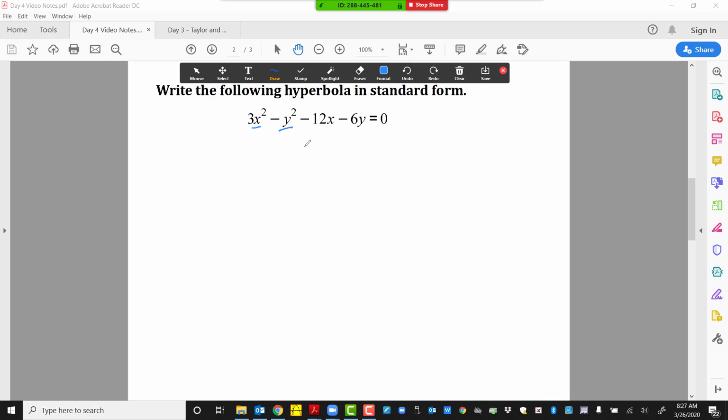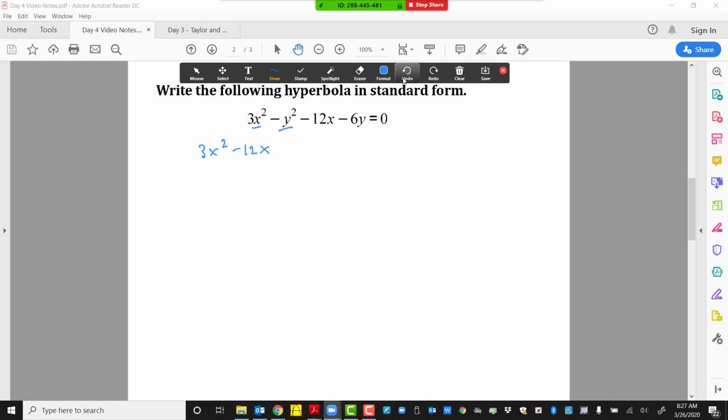First, is there a common factor that we can divide everything by? In this case, no. Then we look for any constant that we can move to the other side. There's no constant. Now we're going to group our variables together. So because the x squared was the positive one, we have 3x squared minus 12x. That one gets grouped together.